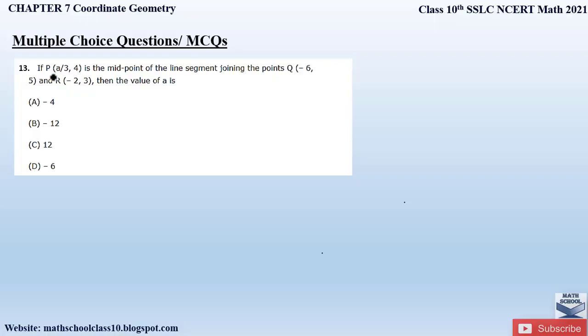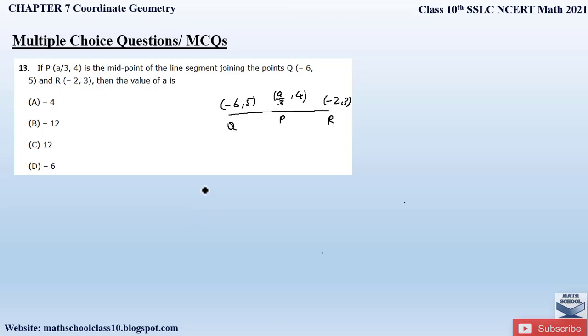Question number 13. If P (A by 3, 4) is the midpoint of the line segment joining the points Q (minus 6, 5) and R (minus 2, 3), then the value of A is. So here they are saying that P is the midpoint of the line segment QR whose coordinates are given as minus 6, 5 and minus 2, 3, and the midpoint is P whose coordinates are given by A by 3, 4. So here we will find out the value of A by applying the midpoint formula.